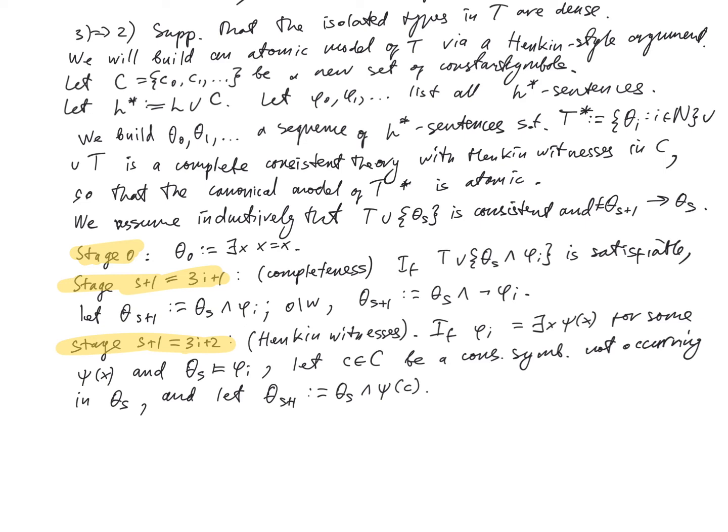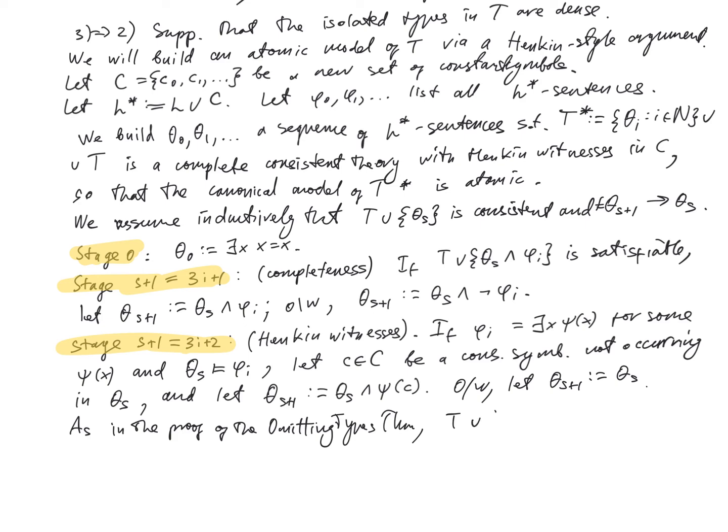Otherwise, if phi_i is not of the required form, or theta_s doesn't imply phi_i, we let theta_{s+1} be simply theta_s. As in the proof of the Hermitian types theorem, we can see that T together with theta_{s+1} is consistent.